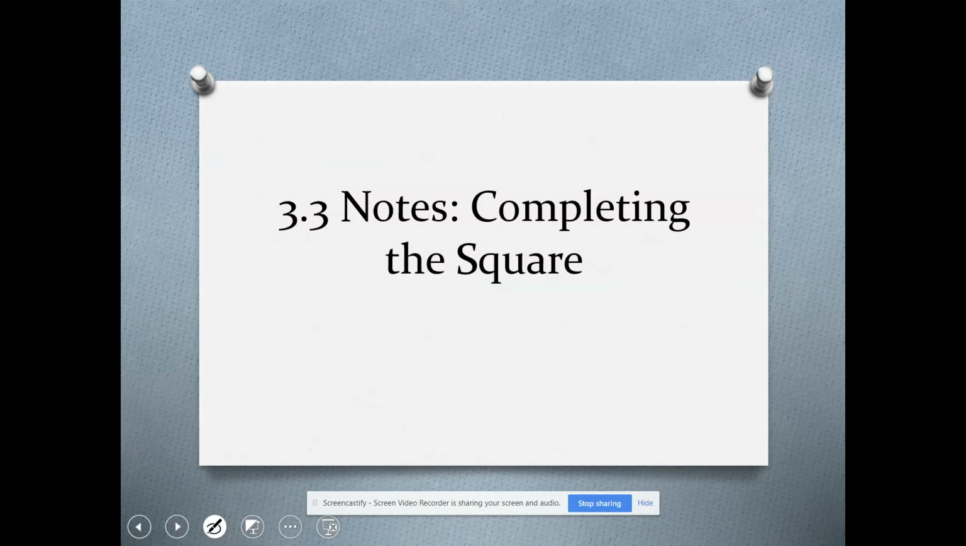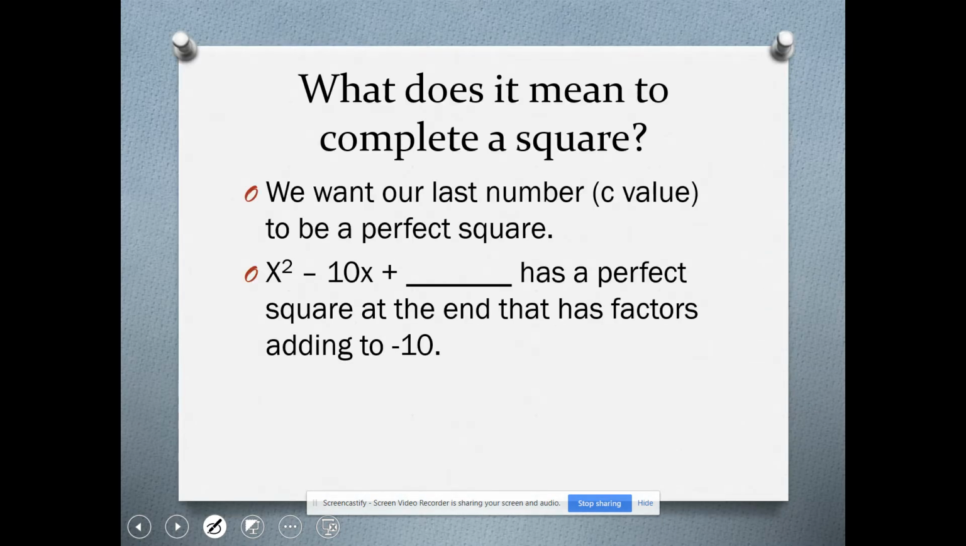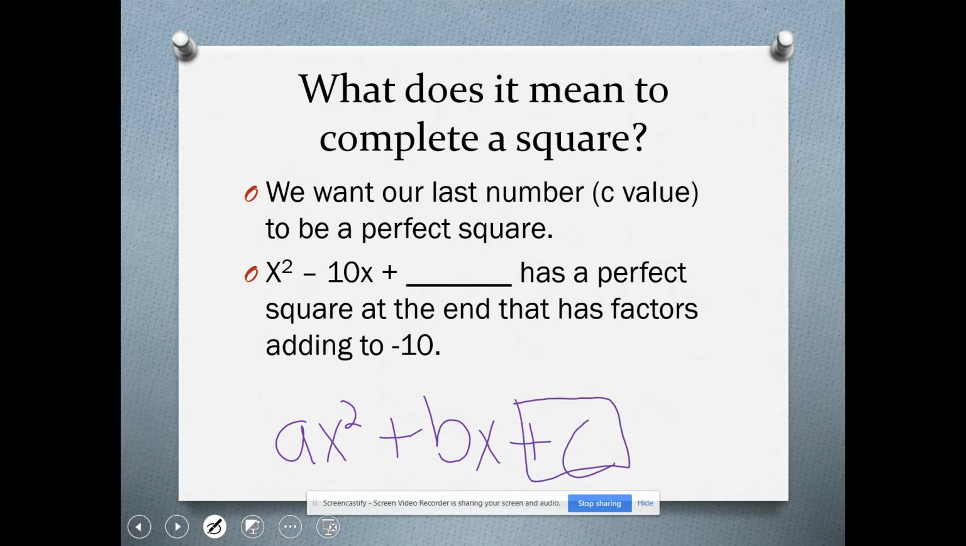Welcome back, everybody. We are continuing to solve quadratics, and the next method that we're going to talk about is completing the square. So what does it mean to complete the square? We want our last number. So we have ax squared plus bx plus c. So this c value, the very last number, to be a perfect square.